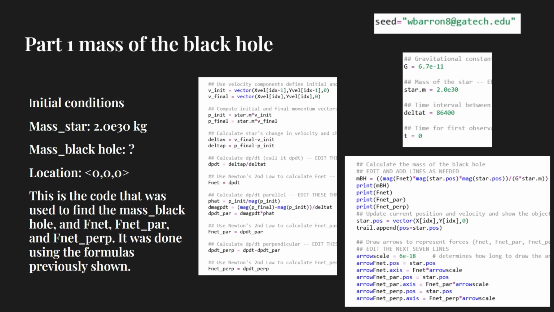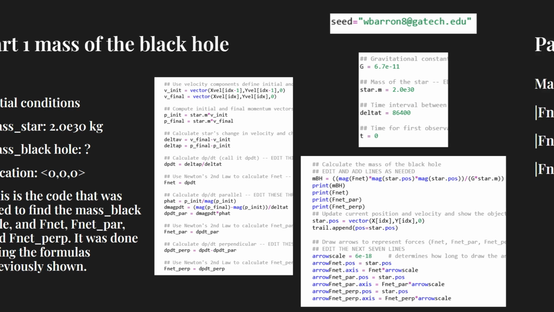Part 1, the mass of the black hole. The initial conditions were that the mass of the star is 2.0 times 10 to the 30 kilograms. The mass of the black hole is unknown, and its location is at the origin. This is the code that we use to find the mass of the black hole, and also F net parallel and F net perpendicular, and it was done using the formulas previously shown.